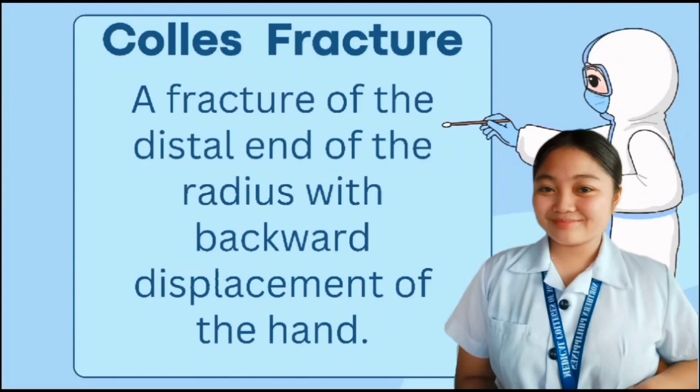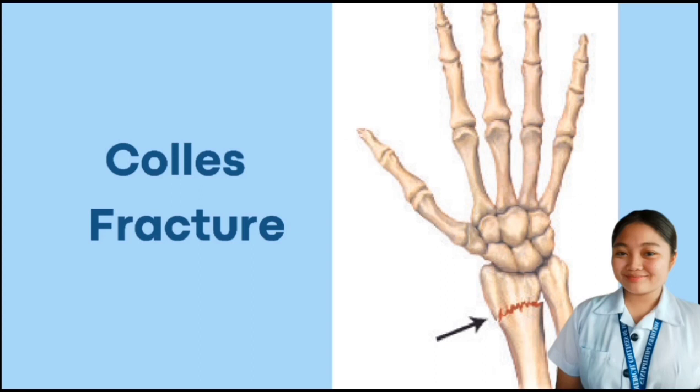Colles' fracture: a fracture of the distal end of the radius with backward displacement of the hand, a type of broken wrist. As you can see in the picture, the wrist is broken, and it usually occurs after a fall on an outstretched hand.